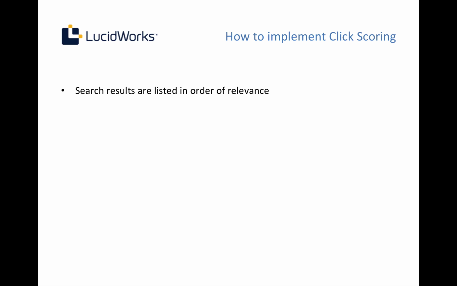When a user performs a search, results are listed in order of relevance. Lucidworks uses a number of methods internally to calculate that relevance, including things like the number of times a word occurs in a document, and a number of internal calculations based on industry best practices.